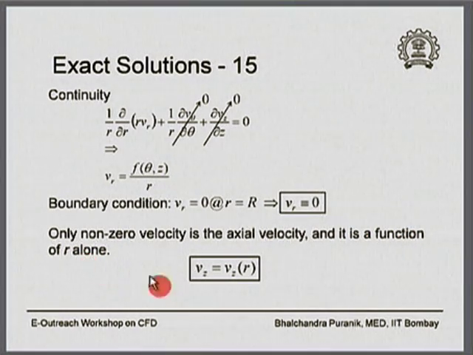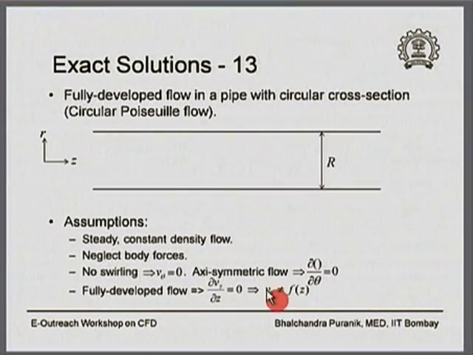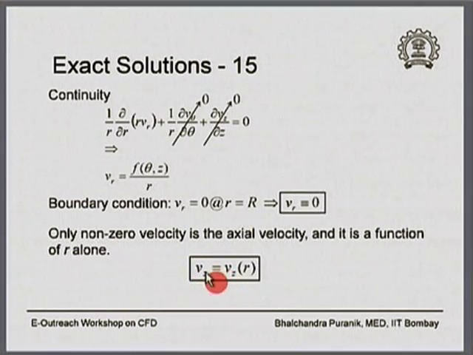So why do we say that? We already have seen that as part of our assumption, the axial velocity is not a function of z, and nothing is a function of theta anyway because it is an axisymmetric situation. So what is left is that we simply say that it has to be a function of only the radial coordinate. I hope you followed that.